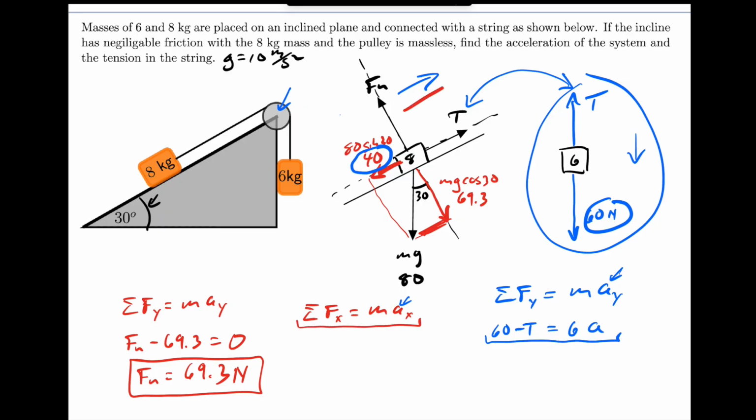And now that I know it's going to accelerate up the ramp, I'm going to make up the ramp the positive direction. So the equation for the forces in that direction is going to be T minus 40 is equal to 8a. And again, I've got another equation with two unknowns. So now I'm going to take these two equations and solve them together.